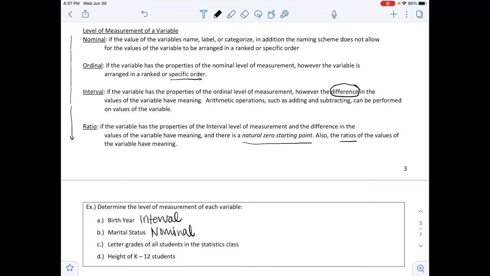Part C says letter grades of all students in a statistics class. Again, make sure you realize that this is letter grades. And so again, everything starts off in nominal.